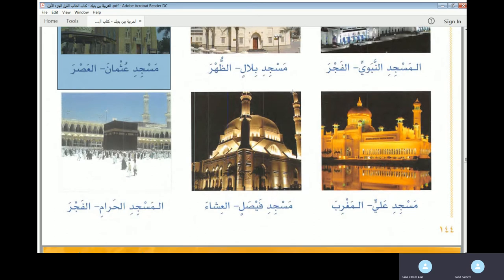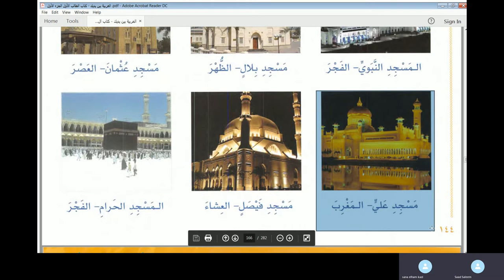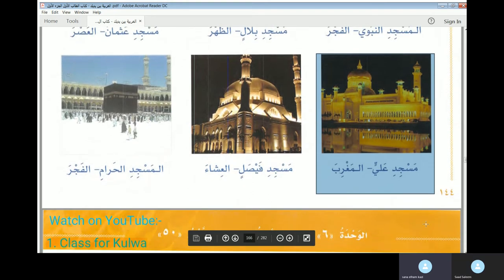Ila aina tazhabu? Where are you going? Azhabu ila masjid Aliyin. I'm going to Masjid Ali. Limada, why? Li usalli al-Jumu'ah, to pray Jumu'ah. Li usalli al-Maghrib, to pray Maghrib.